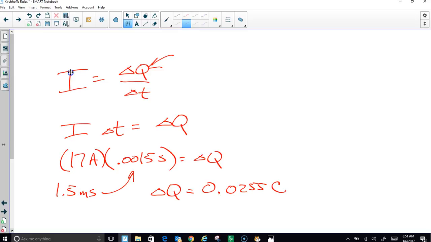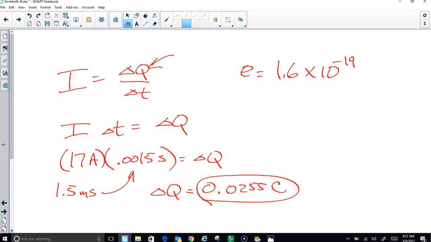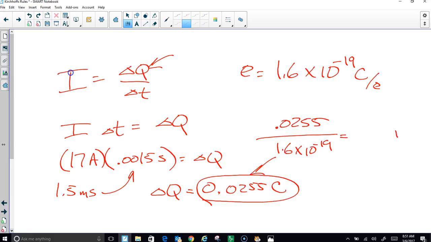Alright, how many electrons pass through the wire? Well, if there's that much charge, remember charge is carried in discrete amounts of 1.6 times 10 to the negative 19th coulombs for every electron. So if I take the amount of charge here, 0.0255, divided by 1.6 times 10 to the negative 19th, I should get the number of electrons.